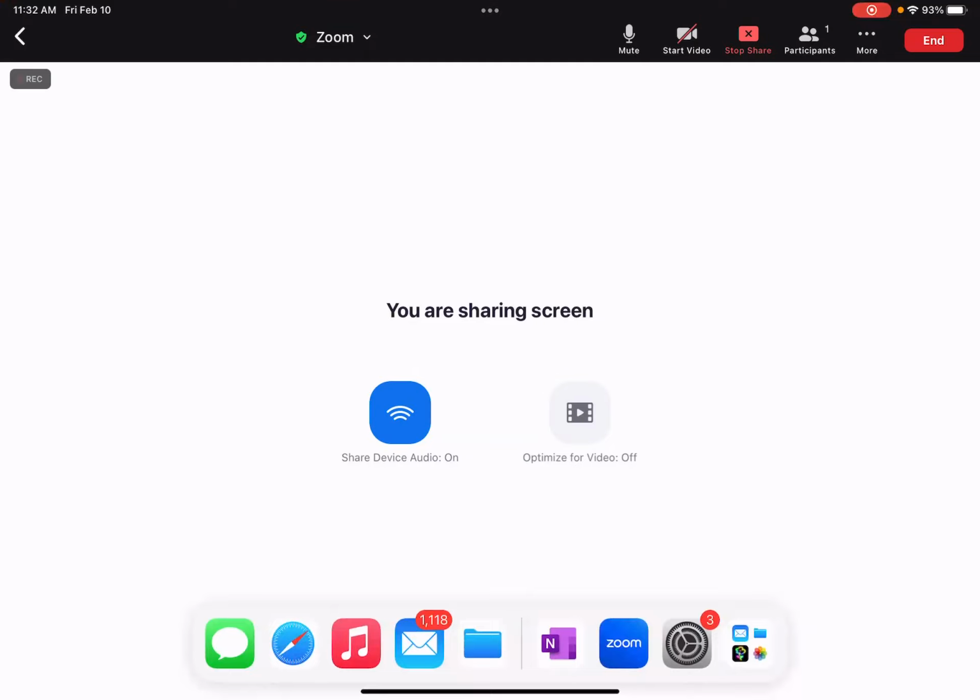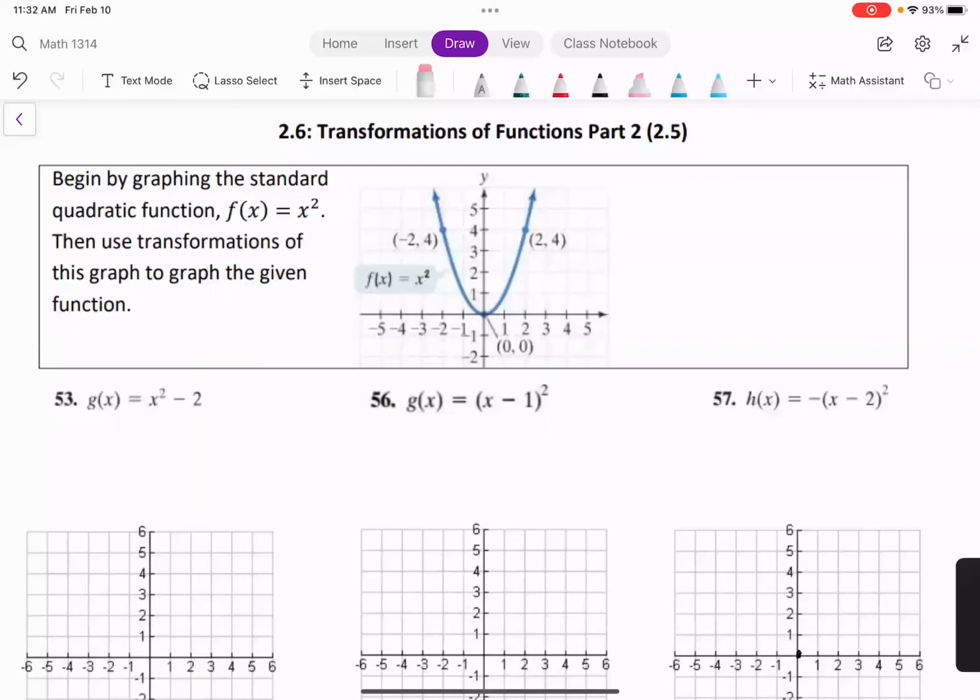In this video, we are learning 2.6, transformations of functions, part 2. In previous videos, we have learned the transformations based on the graph. And now let's learn some new types of transformations, or combine all types of transformations into a new function.